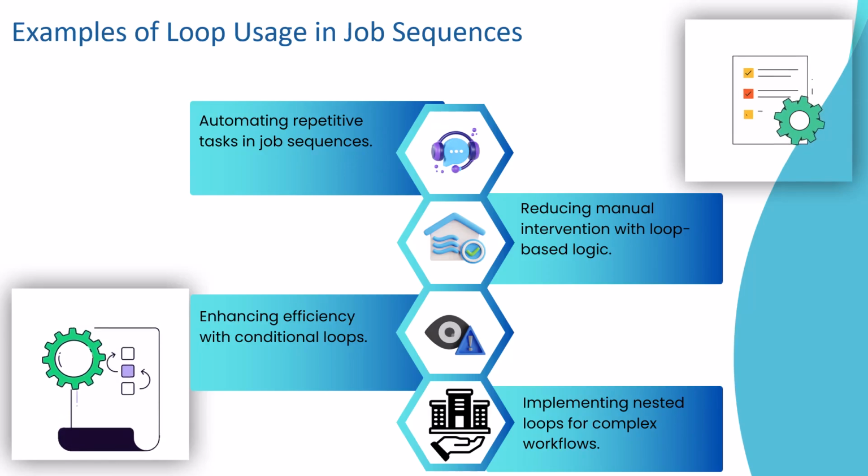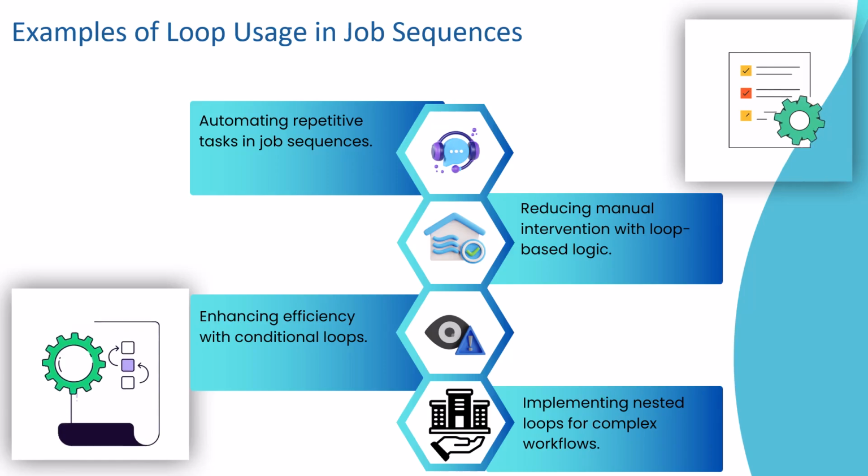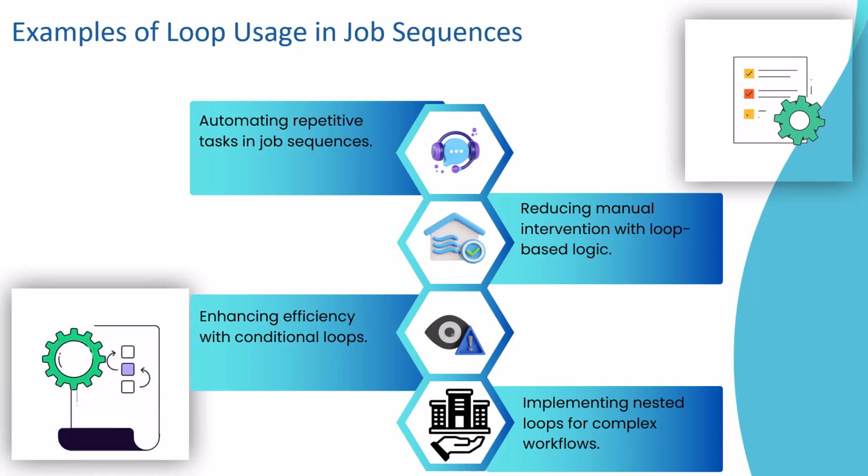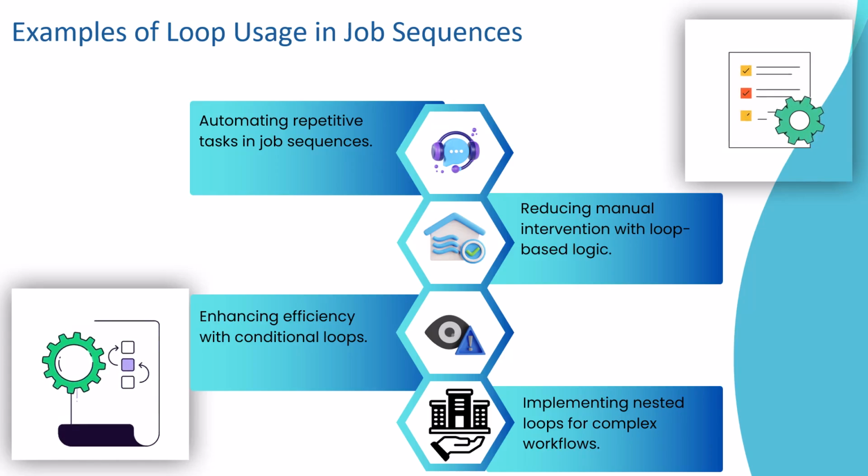Loops make life easier, right? Imagine doing the same task manually over and over. What a nightmare. With loops, you can automate repetitive steps, reduce manual effort, and streamline workflows. Conditional loops help avoid unnecessary processing, while nested loops tackle complex scenarios efficiently. Think of it as the difference between hand washing each dish versus loading them into a dishwasher. Same result, much less effort.